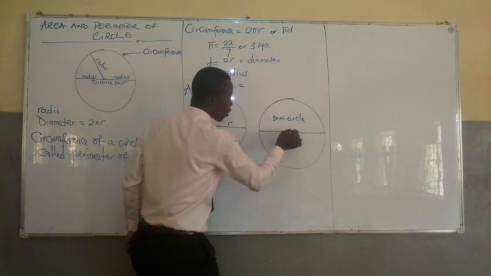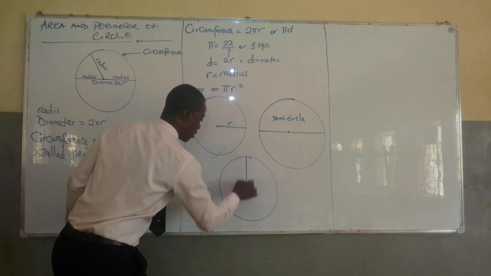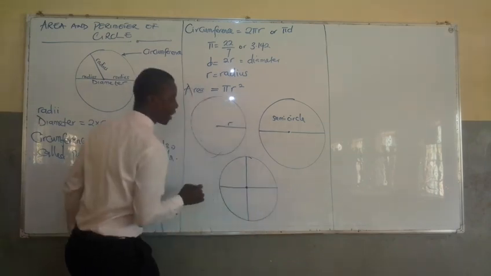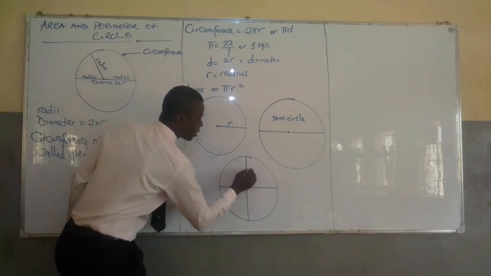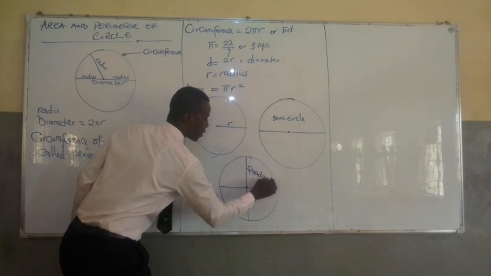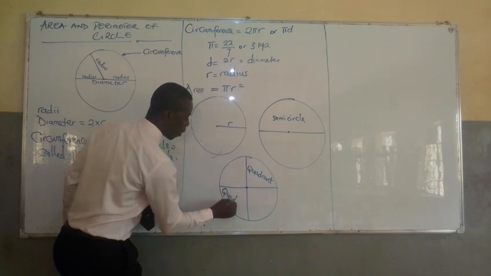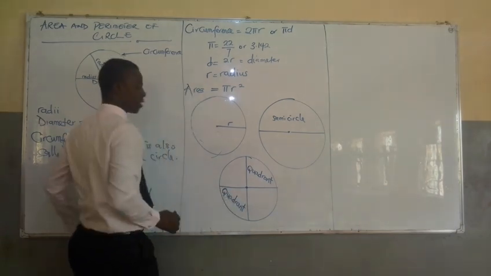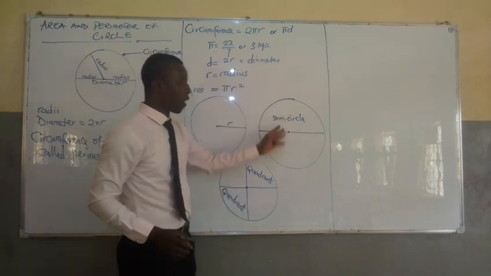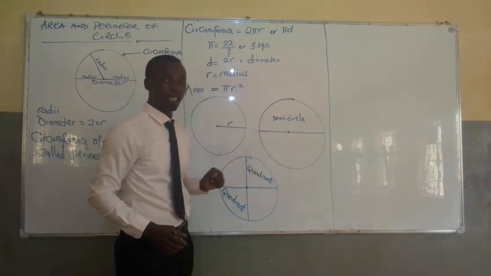But then, if I'm going to divide it into four equal spaces, you can see this is into four. Each of these is called a quadrant. This is a quadrant. This is a quadrant. This is a quadrant. Well, if it's divided into two, this is called a semicircle.